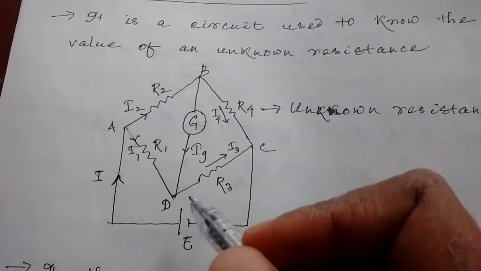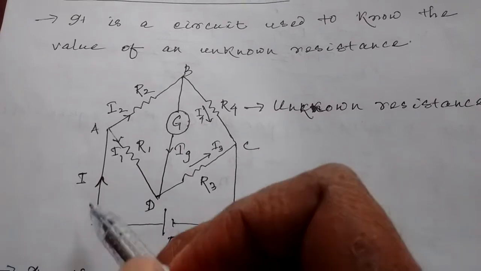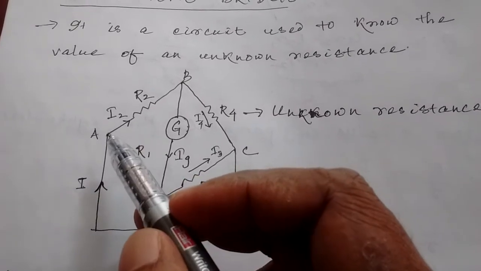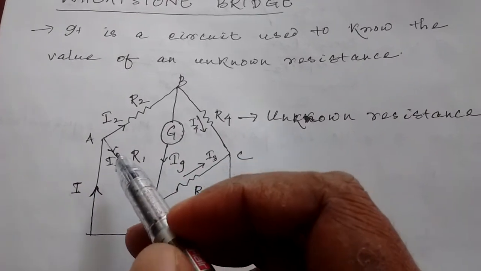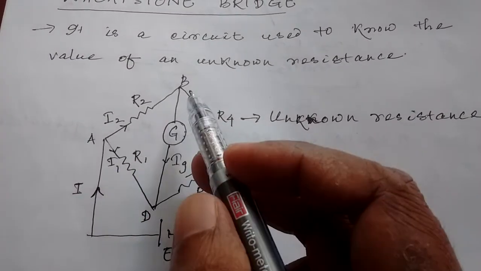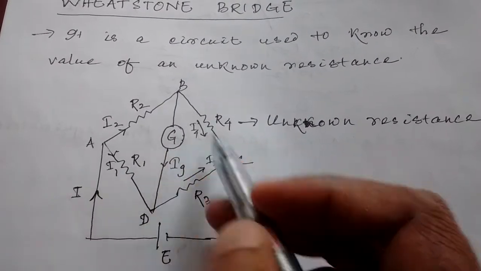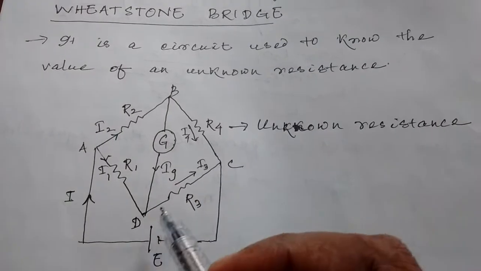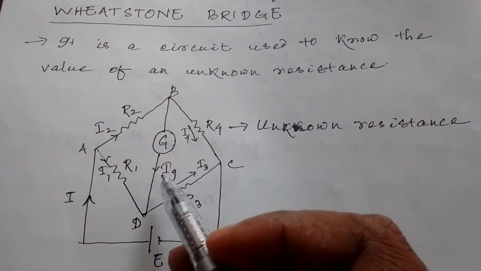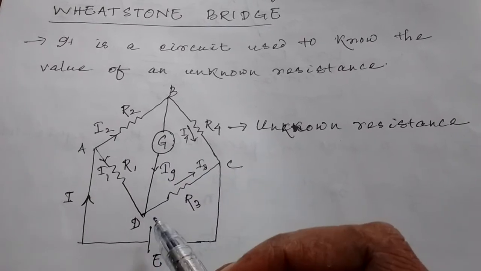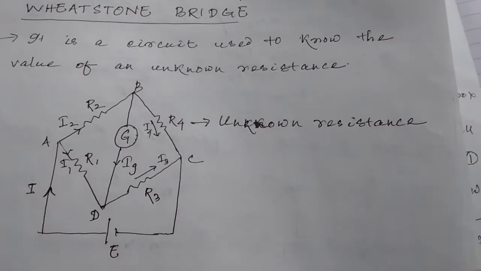Now first analyze the circuit. The current supplied by E will get divided at point A, one part I1 and another I2. I1 goes through R1, I2 through R2. Now again I2 will get divided here: one part going here, another part going through R4, which will be I4. Similar is the case here. I1 comes here, and IG, the galvanometer current, comes here. Both combined flow through R3, that is I3. This is the complete circuit.